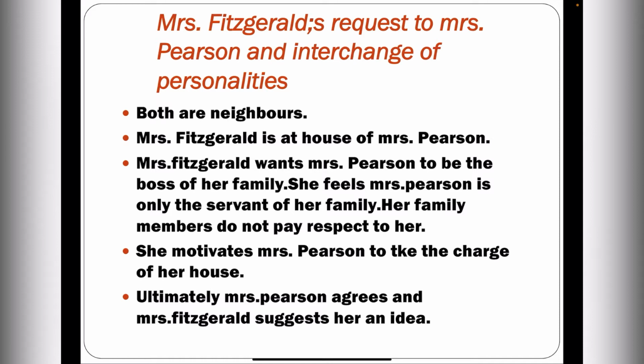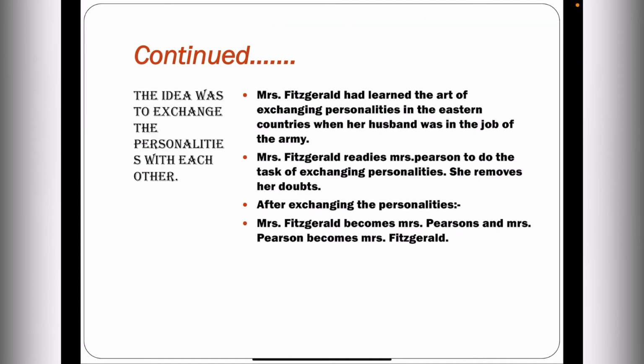Mrs. Pearson is puzzled at this. Mrs. Fitzgerald tells her plan and says that they would change their personalities with each other. She had learned this art when she was in the East. Mrs. Pearson hesitates, but Mrs. Fitzgerald holds her hands, asks her to keep quiet and not to think about anything and look at her. The two women stare at each other.